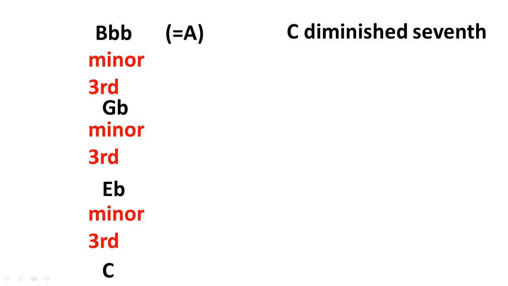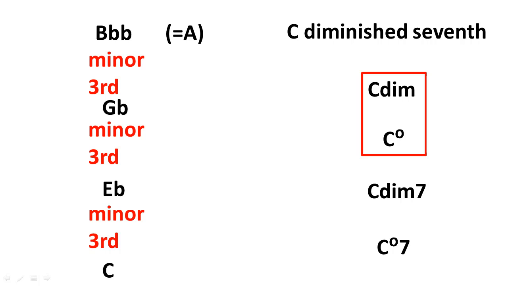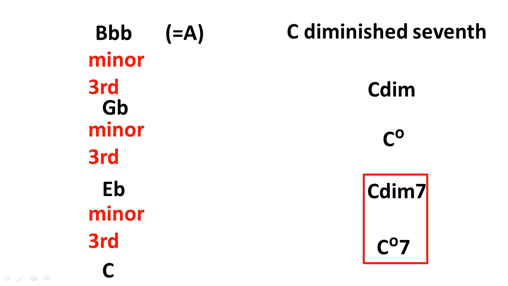And we have the following notations for the diminished 7th chord. C dim, or a C with a little circle on the top right side of the C. C dim 7, or C with that same little circle and a 7. Note that sometimes C dim and C with a little circle are used for the diminished triad, and C dim 7 and C with a little circle and a 7 for the diminished 7th chord.